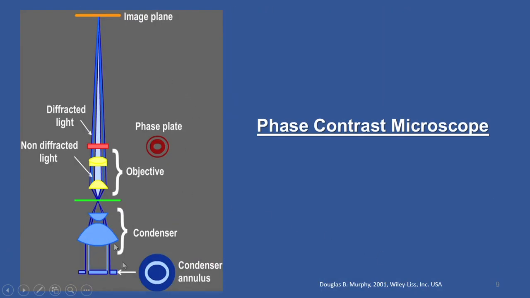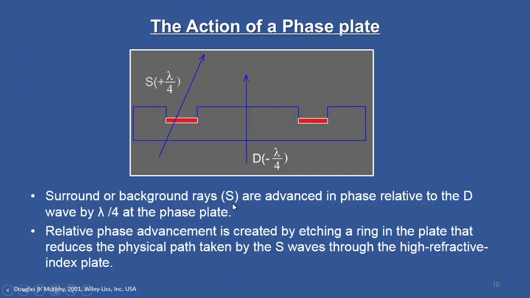This is a similar optical design, which is shown in another reference. I just brought it for completion. So, you have the phase plate here, and again you have a condenser annulus here. Let us look at the action of a phase plate. This is a typical phase plate, and you see that light rays are passing through this.